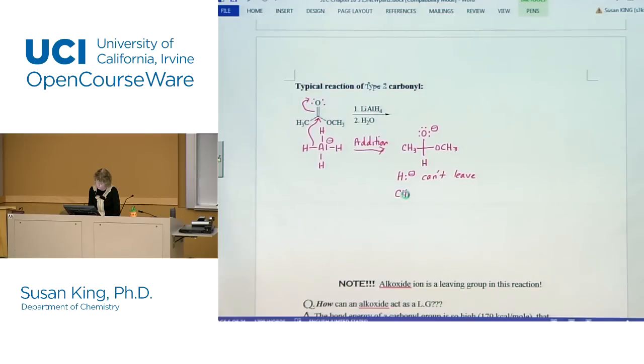So we know that methyl certainly can't leave. Methoxy, what's the pKa of the conjugate acid of methoxy? What's the pKa of methanol? Rounded to the nearest 5 is 15, right? Shouldn't be a leaving group, but it's okay in this case. So this can leave.